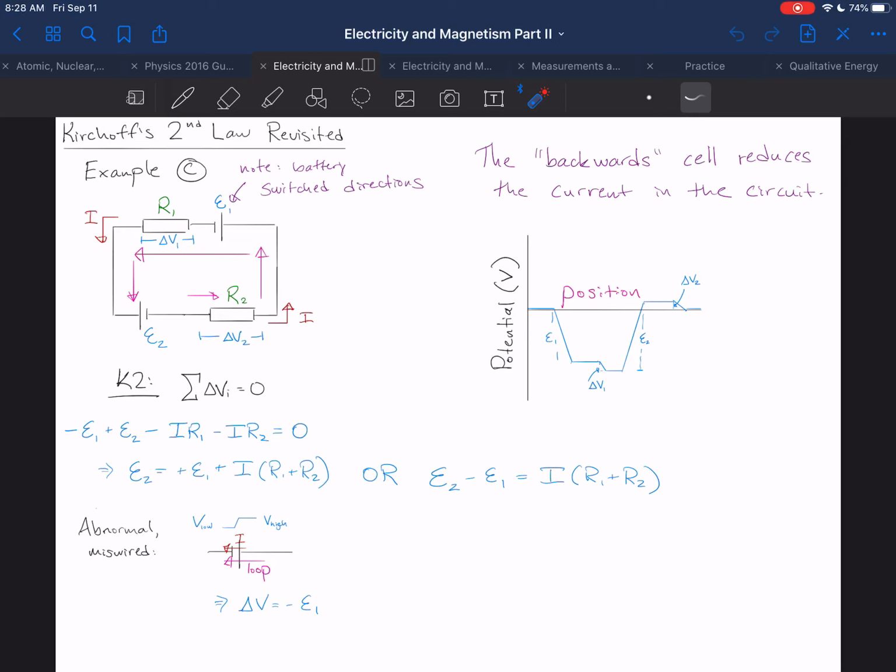Another way of saying it is that because you have this battery fighting EMF2, the actual current that ends up driven through R1 and R2 is very small. And the effective EMF applied to R1 and R2 is just the difference between these two things. So if this is EMF1 and this is EMF2, then it's not surprising that delta V1 and delta V2 end up very small.